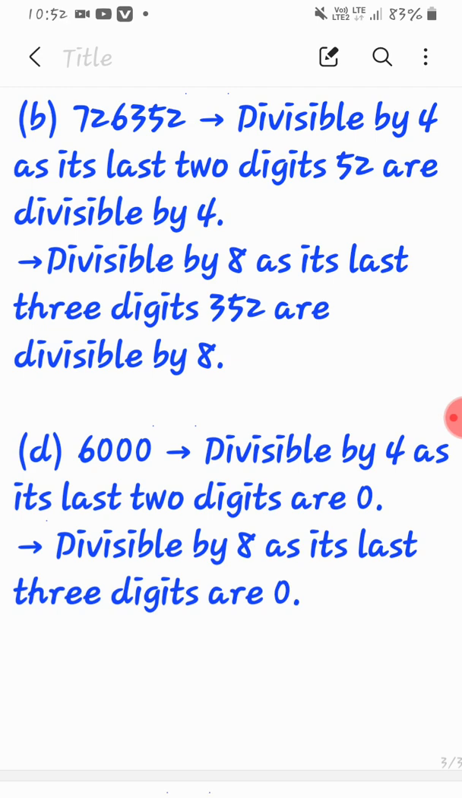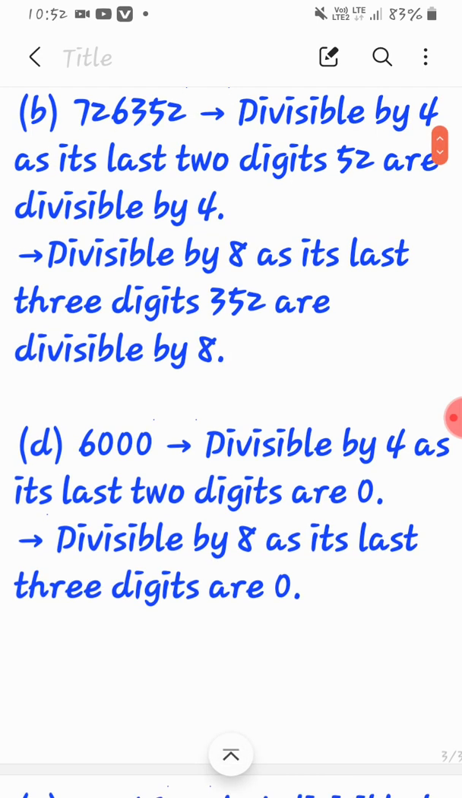Then D. I have not done C, don't think of it. I did D directly because all are similar. Whichever have some complications, I have done only those. So 6,000 is divisible by 4 and also by 8. How? Because the last two digits and the last three digits are all zeros. If they are zeros, there is no need to think, it will directly be divisible by 4 and 8. Understood?